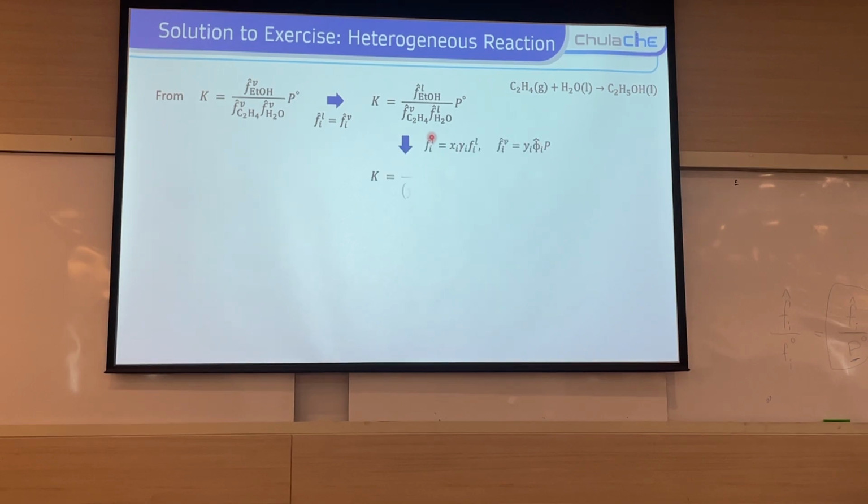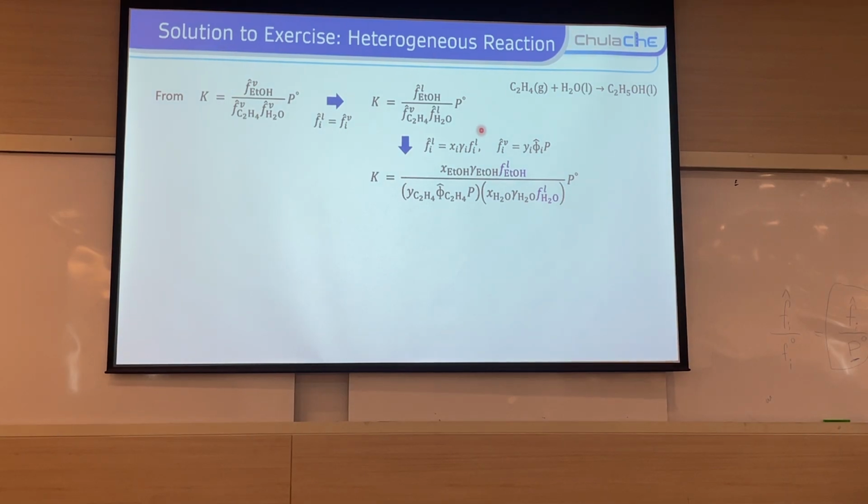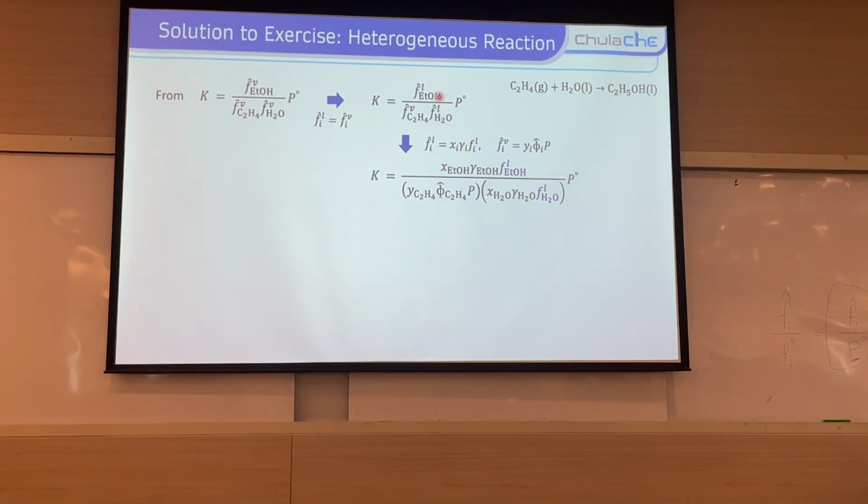Then you can change the viscosity in terms of the mole fraction and the activity coefficient for the liquid phase, and the mole fraction and the viscosity coefficient for the vapor phase. So normally you just put the right hand side equation back into the equation here. So you get the equation as shown here.